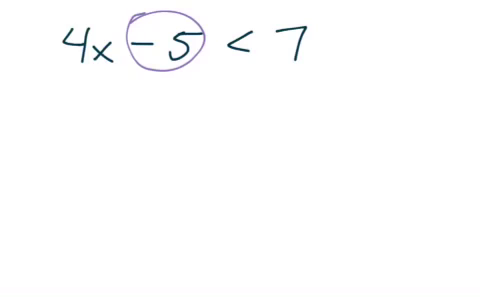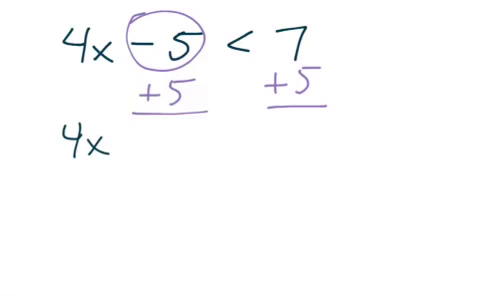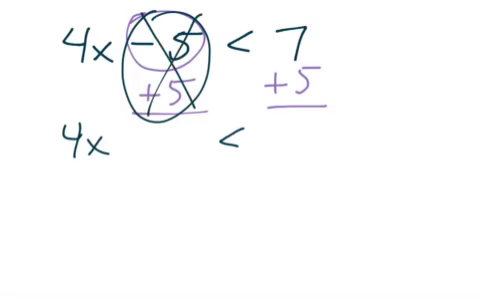How are we going to remove or solve for x with a minus 5 there? Well, isn't the inverse of minus 5 plus 5? So let's do a plus 5 to both sides of the inequality. What do we have left? 4x less than, because all of this after all went to 0, 7 plus 5 is 12.